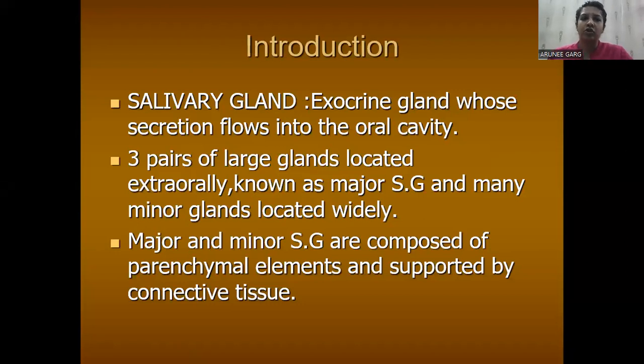Starting with the introduction, the salivary gland is an exocrine gland whose secretion flows into the oral cavity. Three pairs of large glands are located extraorally, and they are the major salivary glands. Many minor salivary glands are located widely. Major and minor salivary glands are composed of parenchymal elements and supported by connective tissue.